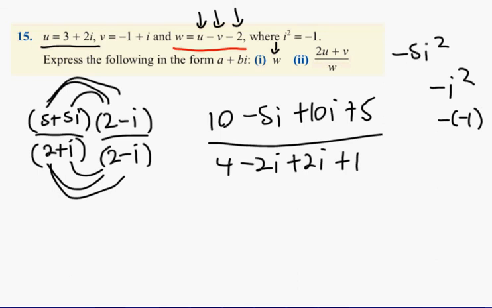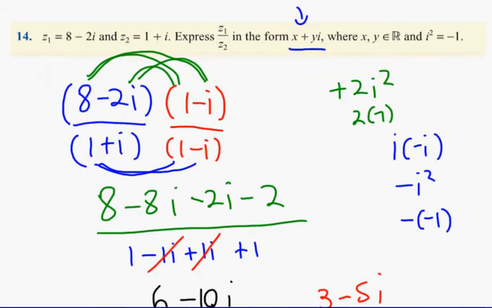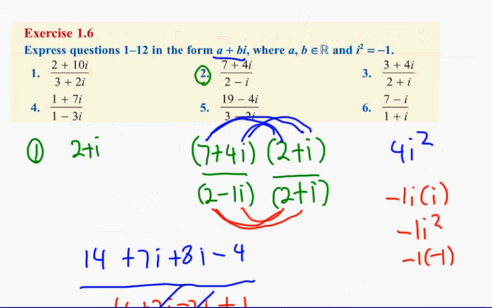Have a look top and bottom. The 2i cancels with the other 2i. 4 plus 1 on the bottom is 5. And then finally 10 plus 5 is 15, and minus 5i plus 10i is 5i. Are they divisible by 5? 3 plus i. And you're done. We did 15, 14 and 2.